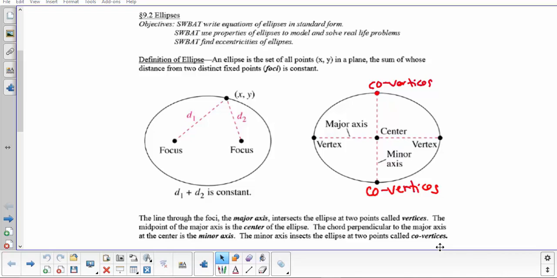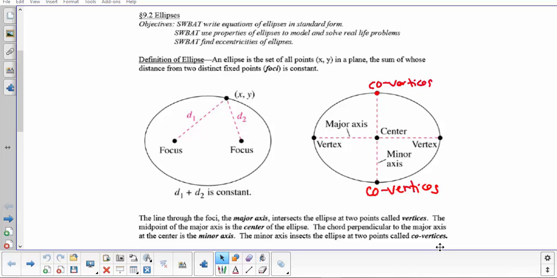This lesson covers section 9.2, ellipses. Our objectives for this section are to be able to write equations of ellipses in standard form, to use properties of ellipses to model and solve real-life problems, and to find eccentricities of ellipses.